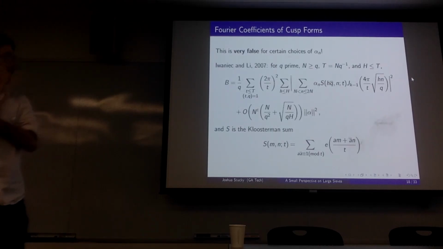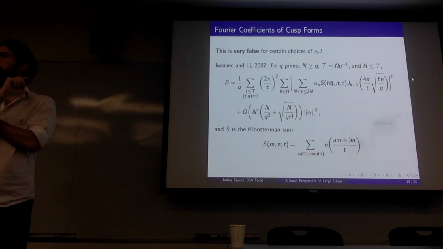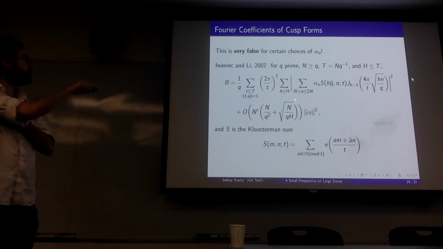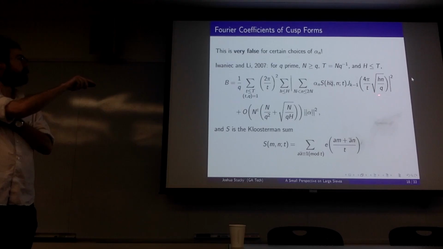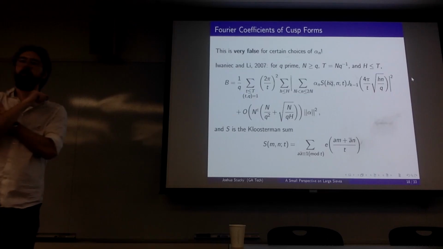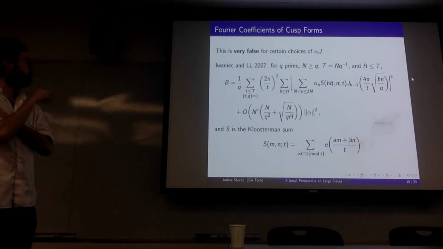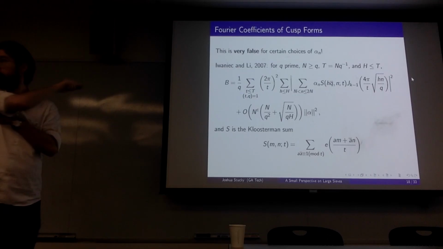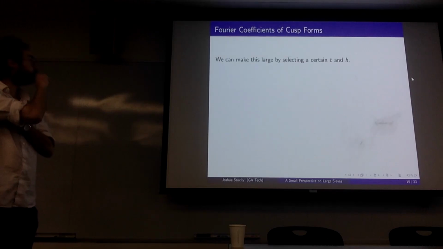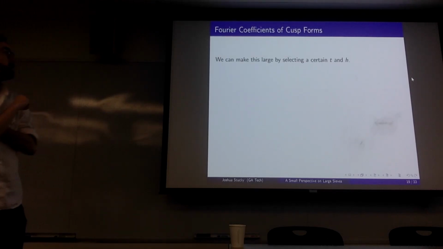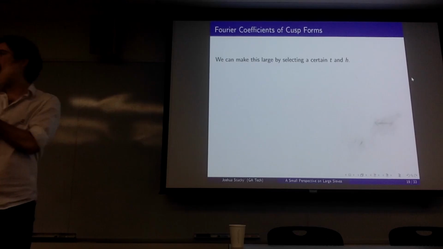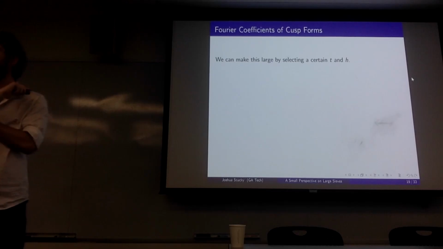So Iwaniec and Lee in 2007, some pretty classical work now. You don't need to parse all of this. I'll simply say that B is translated into a sum over something where you have a new family of harmonics, and those harmonics are products of Kloosterman sums and Bessel functions. Again, you don't need to parse all of this, but this is an equality. This is not an upper bound. So you can make this large by selecting a certain T and H, and if you'd like to see how exactly this is done, go read Iwaniec and Lee's paper.